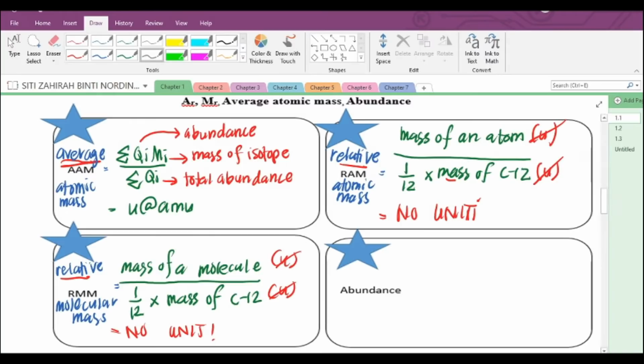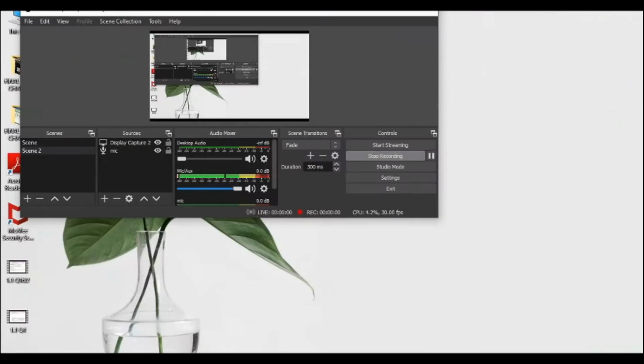For abundance, there are two types of abundance. For percentage abundance, if you want to calculate it, that would be 100 minus X. But for relative abundance, the calculation would be 1 minus X.